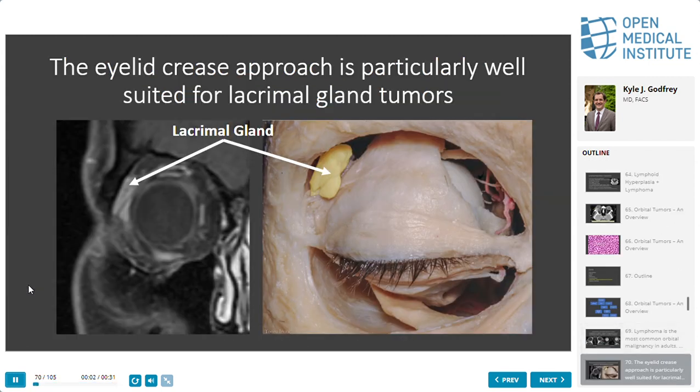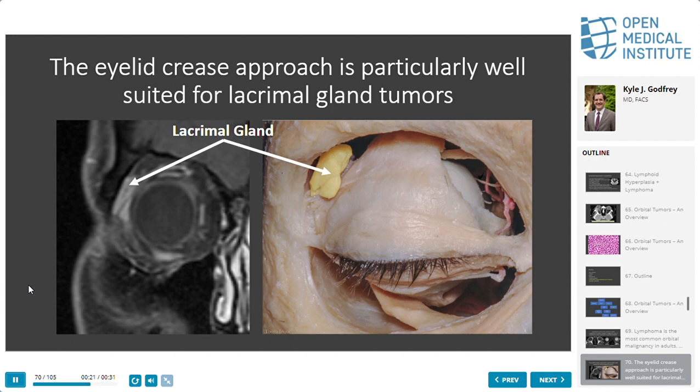In this location in the lacrimal gland, the eyelid crease approach tends to be the best way to get right to that tissue. This is radiographic, and obviously this is a cadaver. This giant structure here is the levator palpebrae superioris, which is dividing the orbital portion of the lacrimal gland, which we can see here, from the palpebral portion, which is underneath the levator.